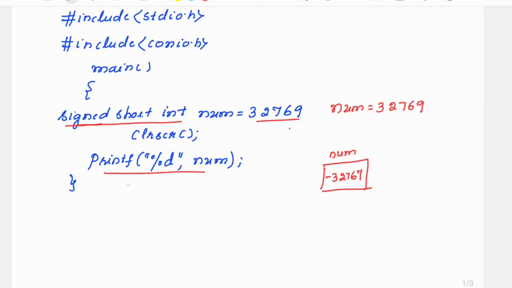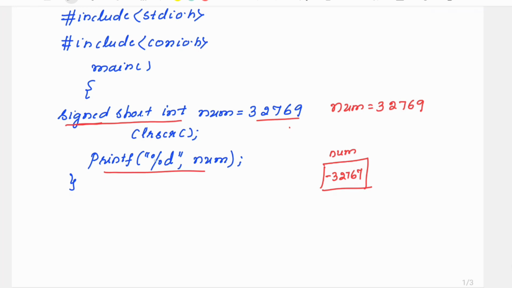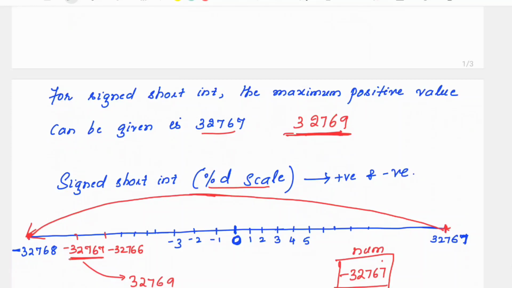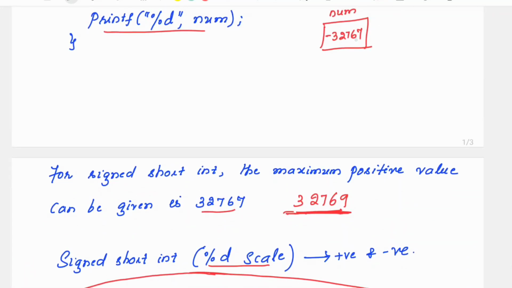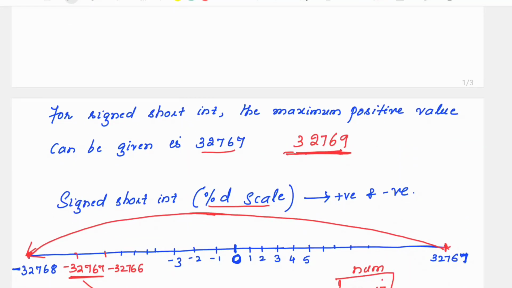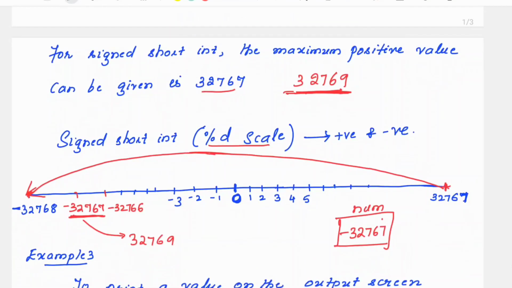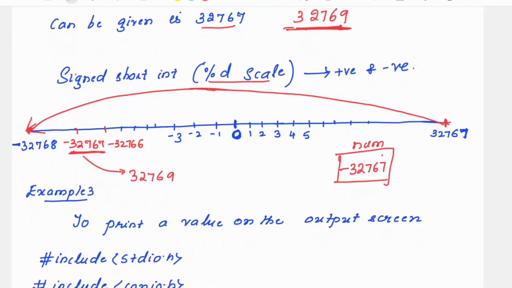The next statement is printf. Before printing, once again, because you have specified the format specifier as %d, it will check whether minus 32767 is present in the scale or not. Yes, it is present in the scale, and therefore the output is minus 32767. So it is not simply printing directly. First it will check whether this number is present in this %d scale or not. You can call it a scale, or join both the ends and make it a circle, and you can say %d circle. That is also fine.